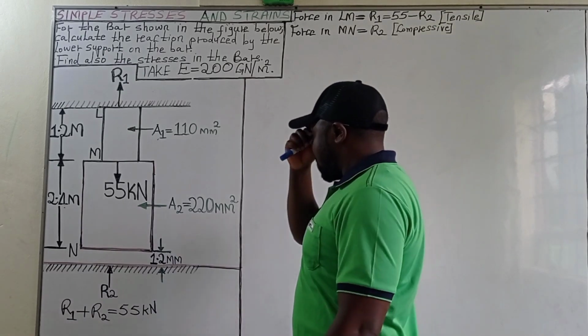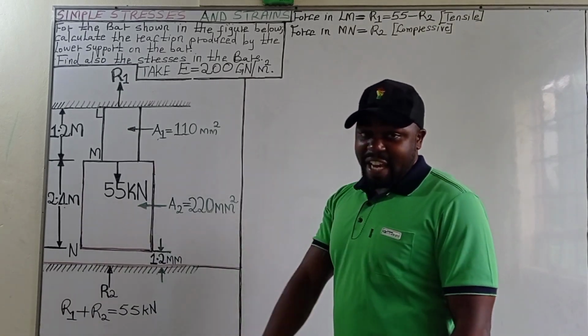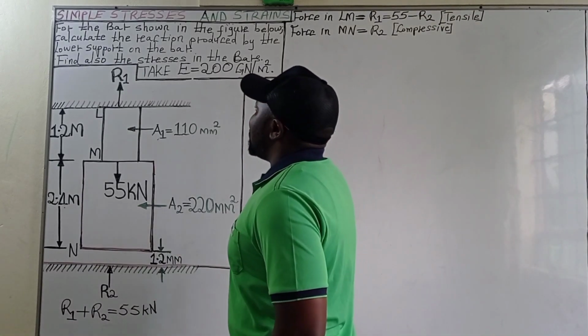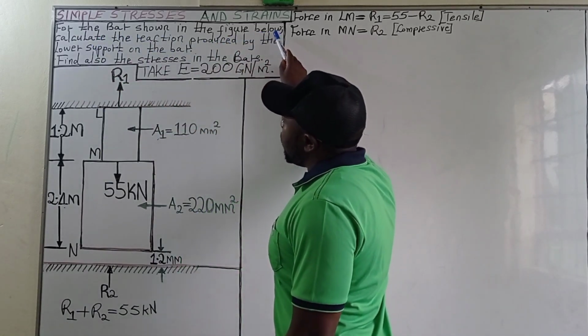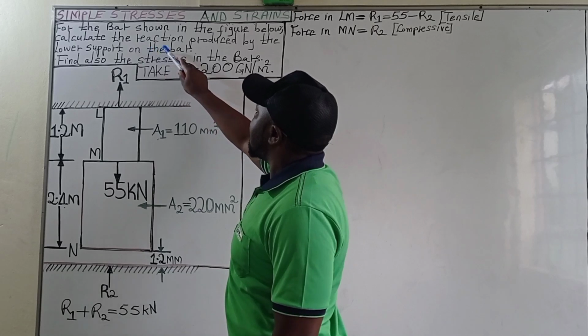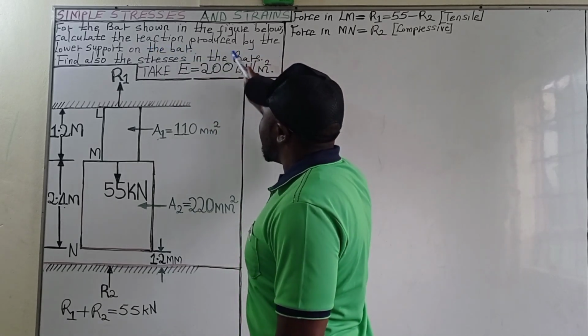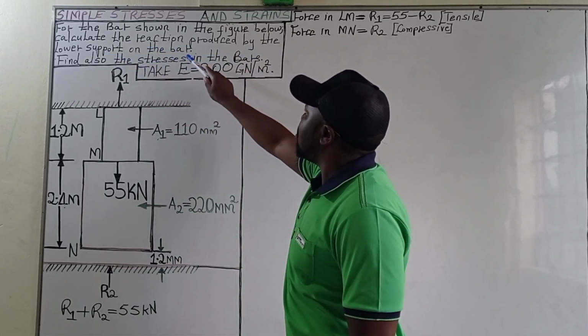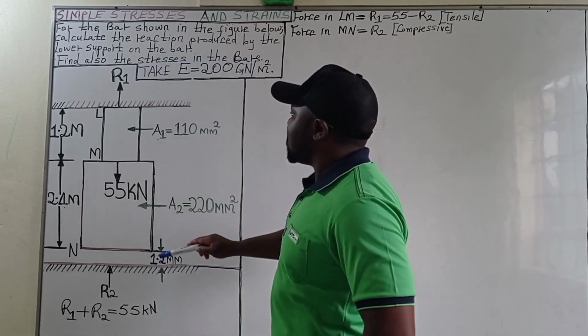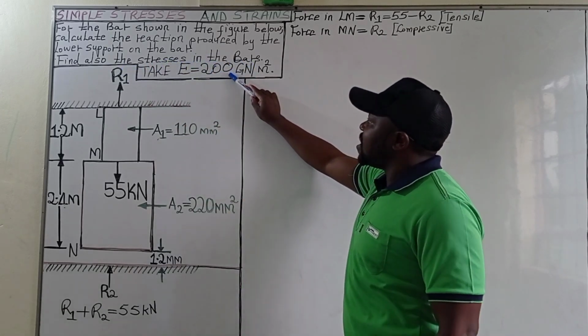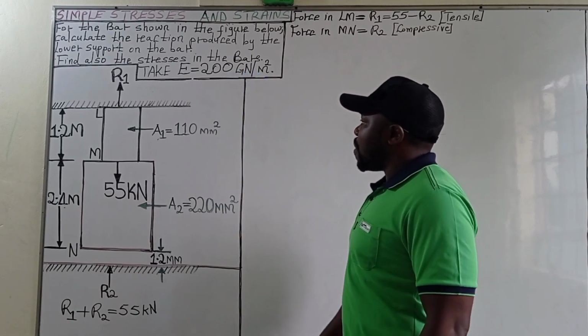Today we have this problem that we should solve, and it says this: for the bar shown in the figure below, calculate the reaction produced by the lower support on the bar. Find also the stresses in the bars. Young's modulus of elasticity is 200 giganewtons per square meter.